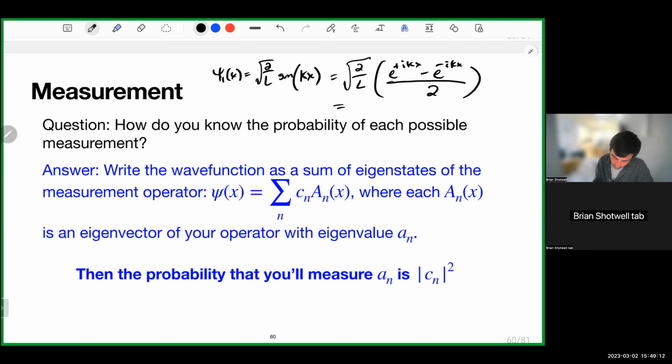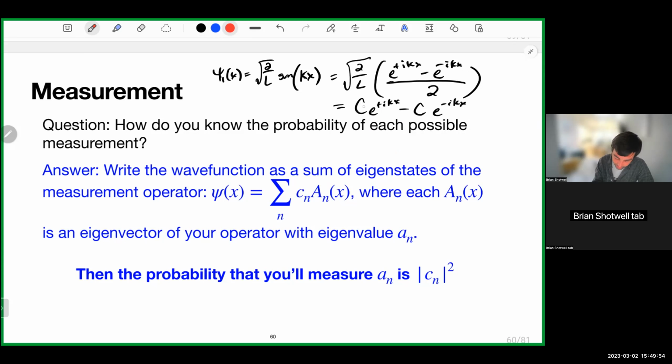This is some constant times e to the plus ikx, and it's the same constant, minus e to the minus ikx. So these are two different functions. Let's call this one f plus of x, and this one f minus. This notation is maybe more confusing than it's worth.